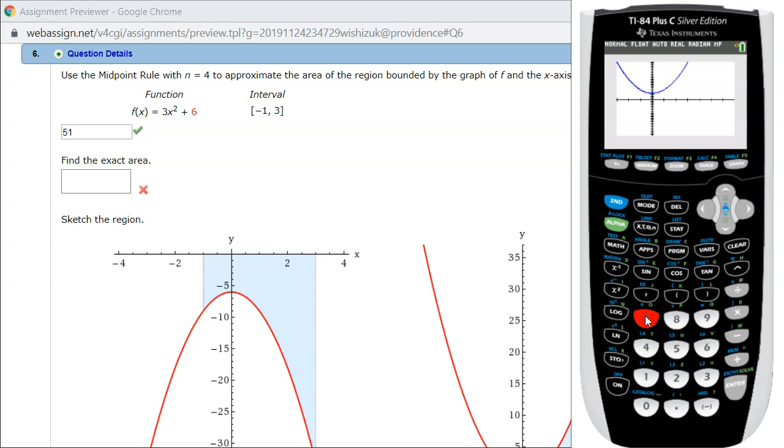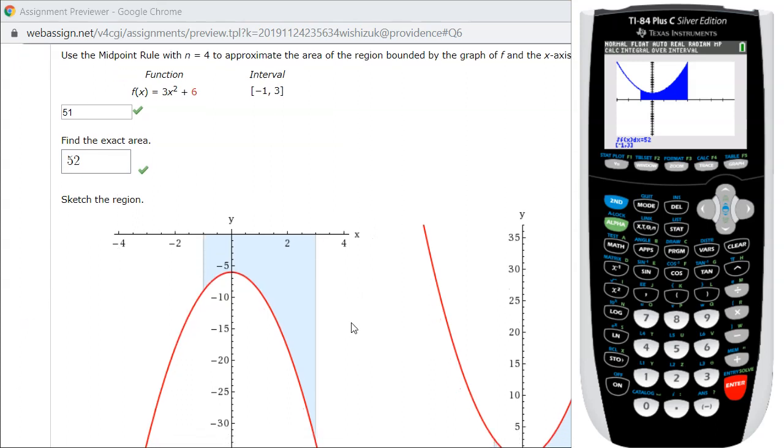Note that's a graph. Then it asks for the lower limit, so we want the lower limit to be -1. I put -1 and enter. The upper limit is 3, so I put 3 and enter. It gives us this, and it came out to be 52. So I'm going to put 52. Let's check the answer. It came back, and we got the exact area correct as well.